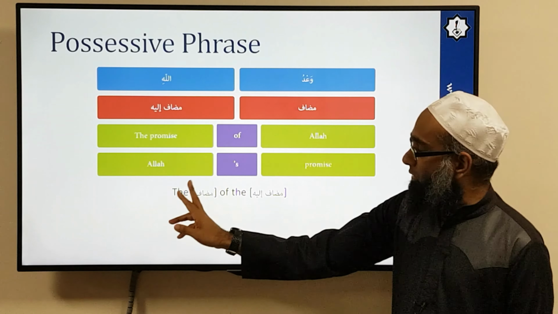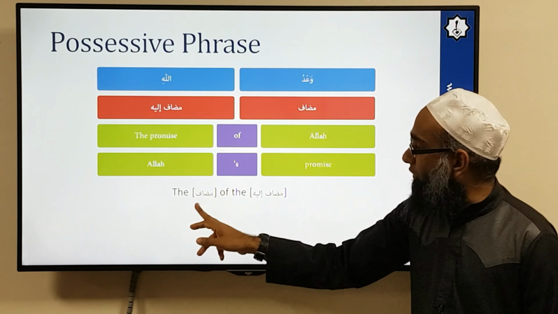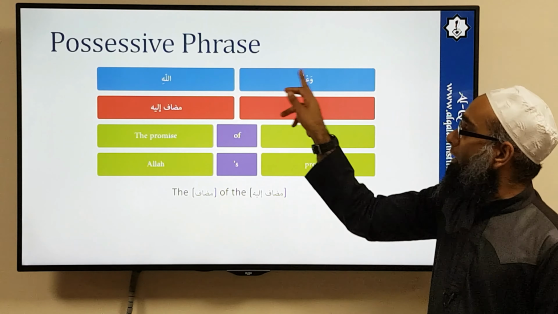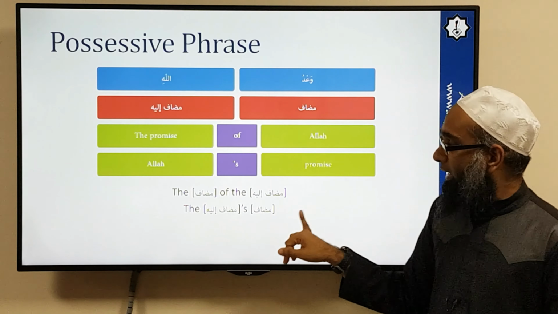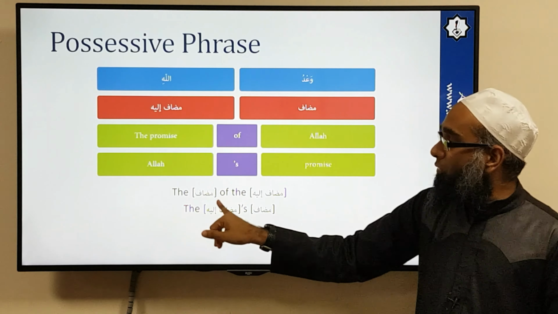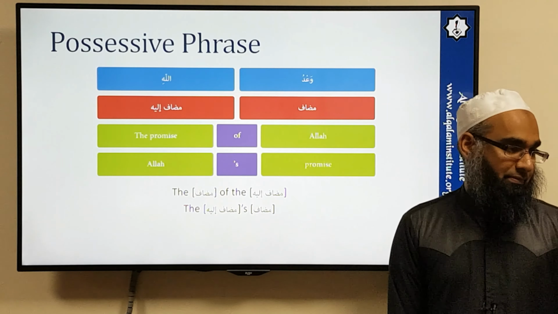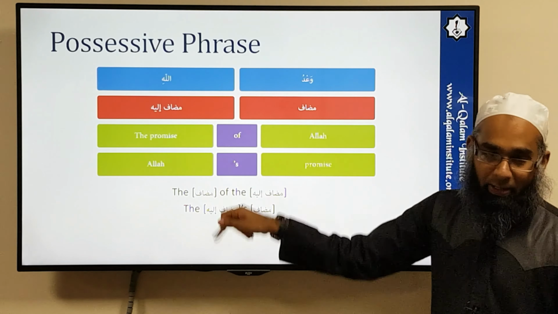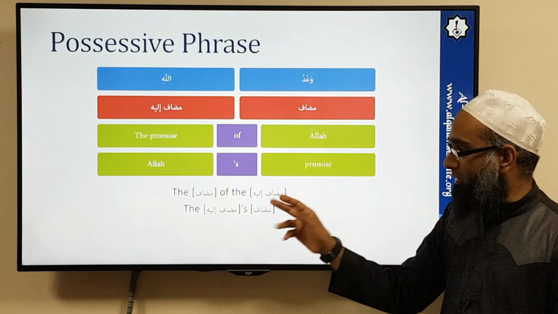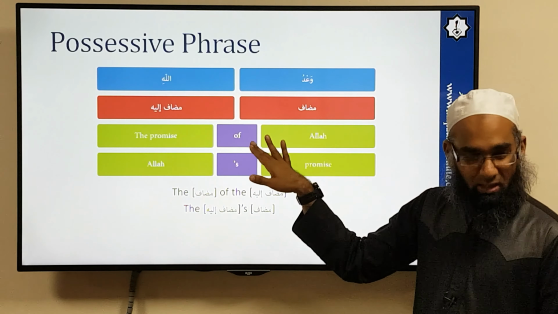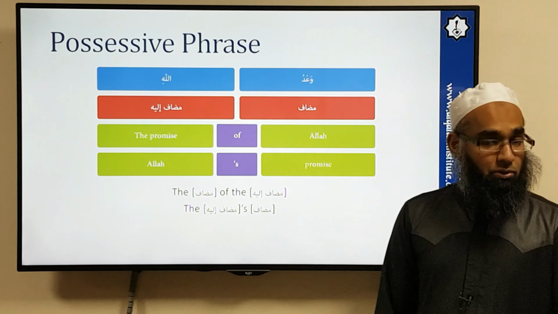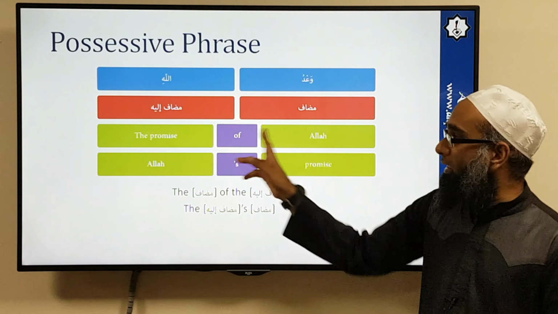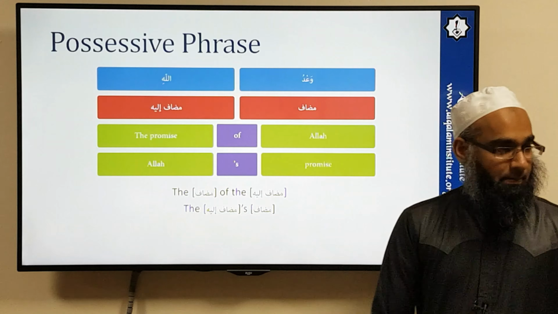Okay? So what's the structure? The mudaf of the mudaf ilayh. The promise of Allah, as a formula for translating mudaf ilayh. Or, if you want to use the apostrophe S, the mudaf ilayh's mudaf. Meaning you either use this way or that way. So just remember this formula. I recommend just using this one, especially at the beginning level, until you don't get confused. But I just brought it out so that if it comes up, you're aware of what's going on. But this is the easiest way, foolproof, because you just read it off as it is. Yeah?